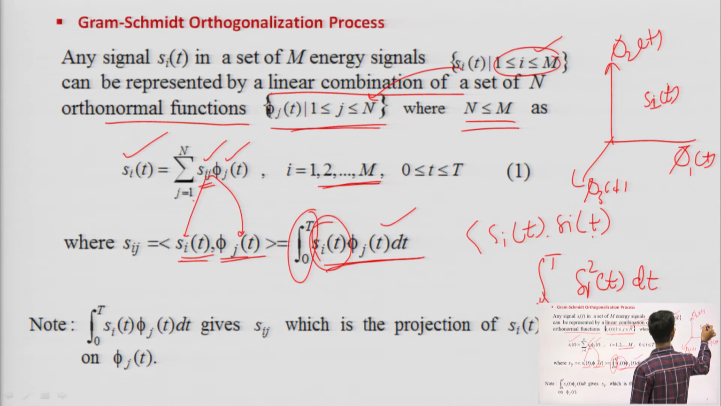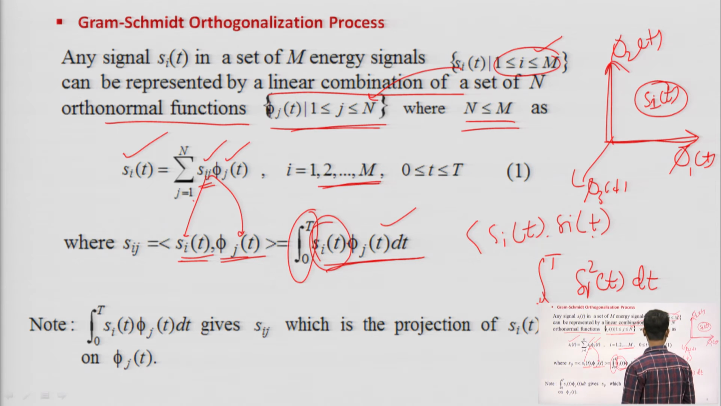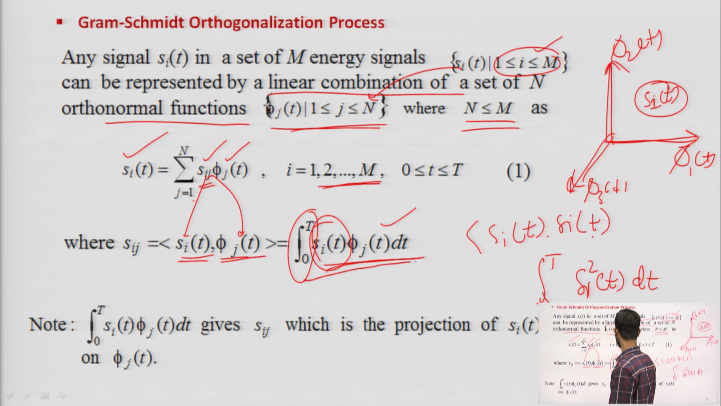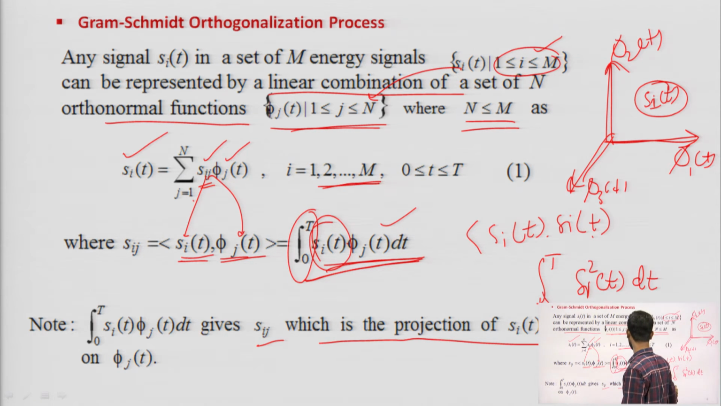How much projection of S1 t is in the direction of phi 1 t, how much projection of S1 t in the direction of phi 2 t, or how much projection of S1 t in the direction of phi 3 t, we can see. This integration symbolizes it, and it gives Sij, which is the projection of Si t on phi j t.